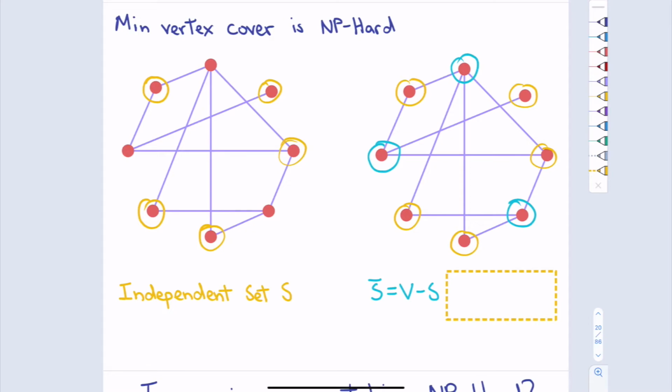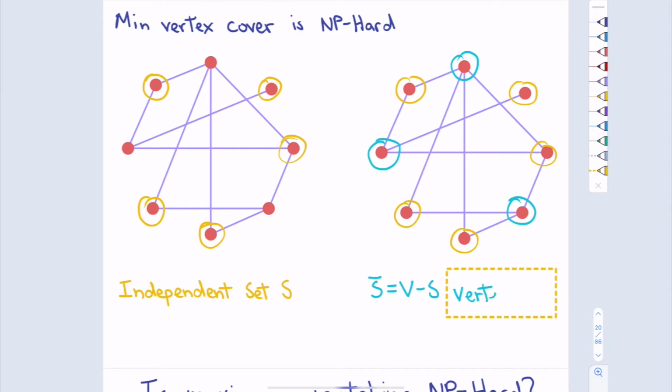Yeah, it's a vertex cover. Okay, which makes total sense. So independent set means I can't take both endpoints of any edge. So I have to leave out at least one endpoint. Whatever is left out covers that edge. So for any independent set, the complementary set is always a vertex cover.